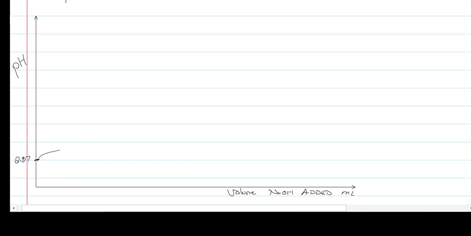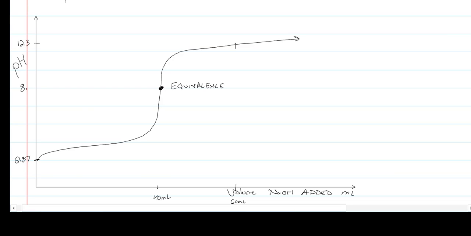That's too much of a slope. And then there's a very sharp uprise and leveling off. There should be a slope of 0 there. It should be a vertical line. That's my equivalence. And that would be right there at 40 milliliters. So there's 60 milliliters, and that pH was 12.3. That was 8.7. And then we have right here at 20 milliliters, that's 4.74.